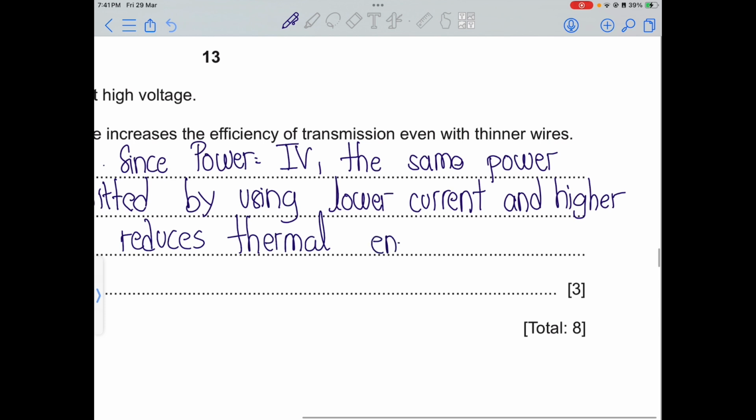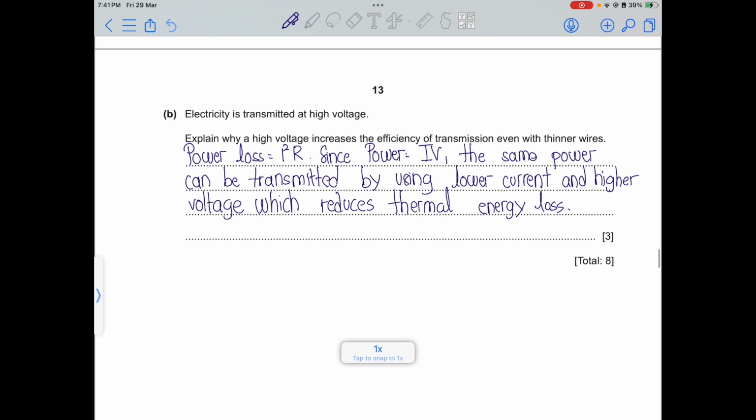Now, talking about thinner wires, why do they have higher resistance? Because the electrons which are carrying the electricity have to collide with the particles more frequently, and the particles are very close together, which creates high resistance. So thinner wires usually have high resistance, which is why reducing thermal energy loss is important for thinner wires.